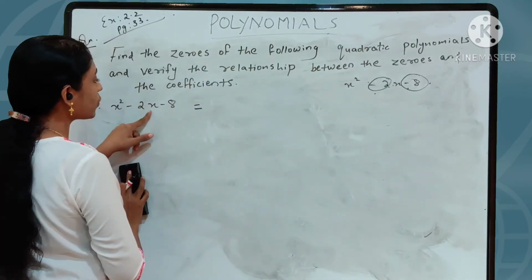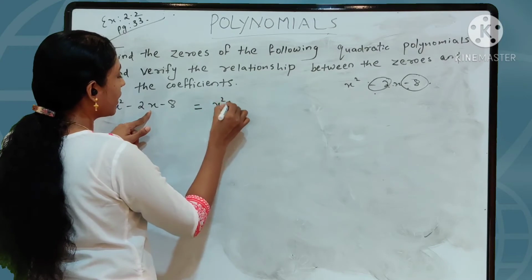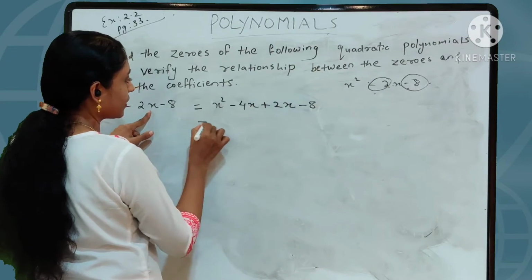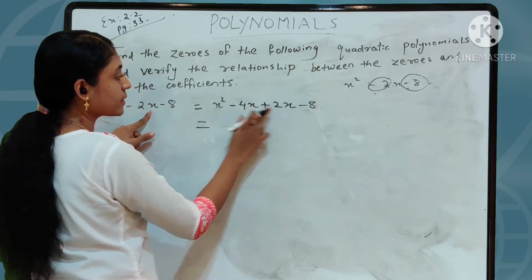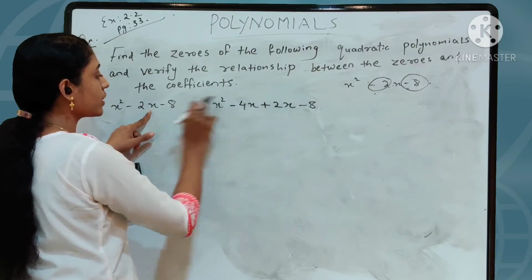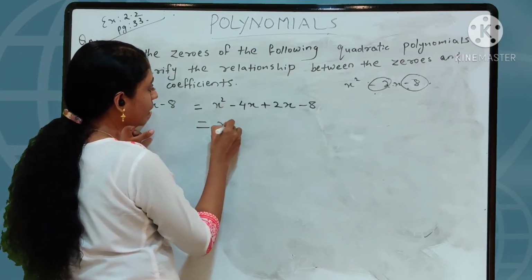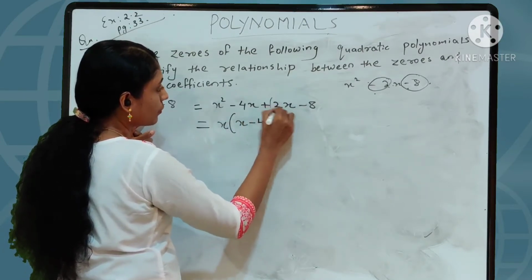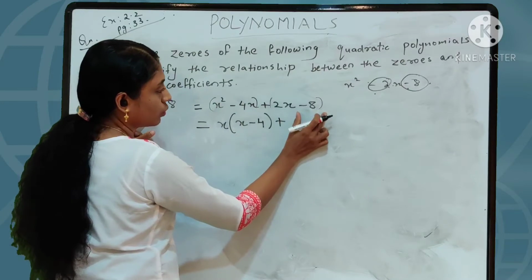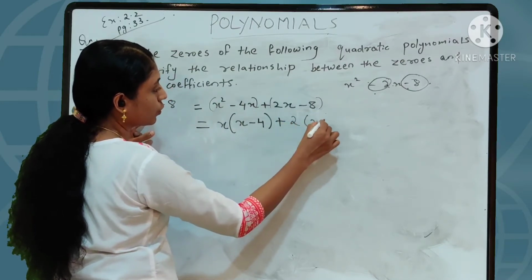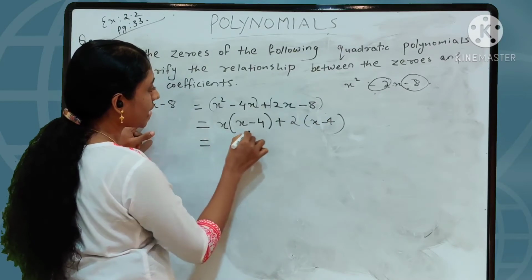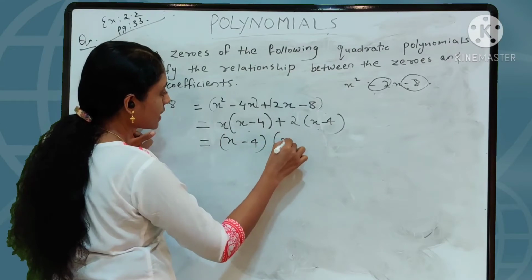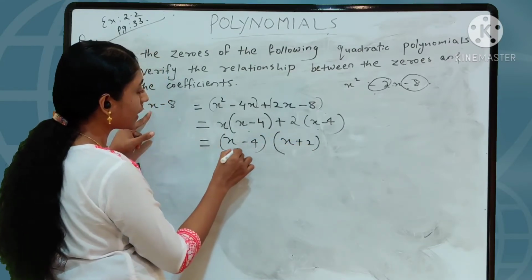So x square minus 2x minus 8 can be written as x square minus 4x plus 2x minus 8. Got it? So minus 4x plus 2x is minus 2x, and minus 4 into plus 2 is minus 8. Taking the common term x, we get x into x minus 4, plus taking the common term from these two values, plus 2 into x minus 4. So we get x minus 4 as the common term, and the other term is x plus 2.